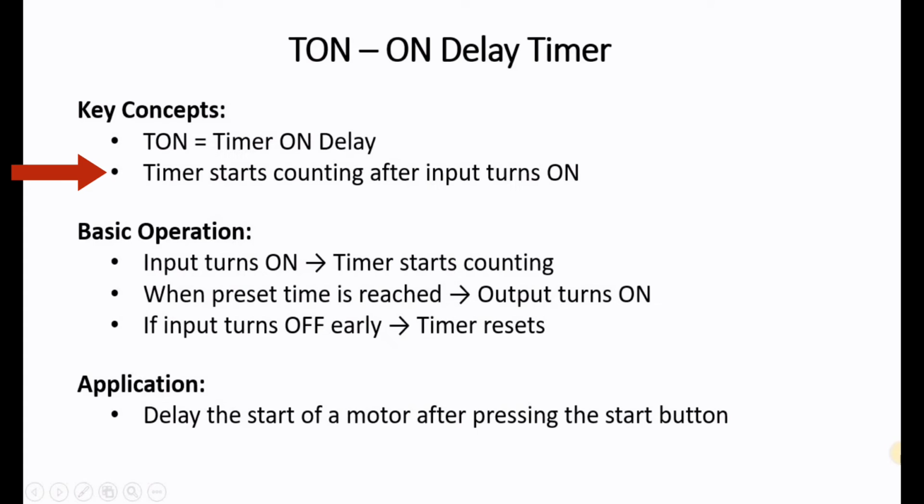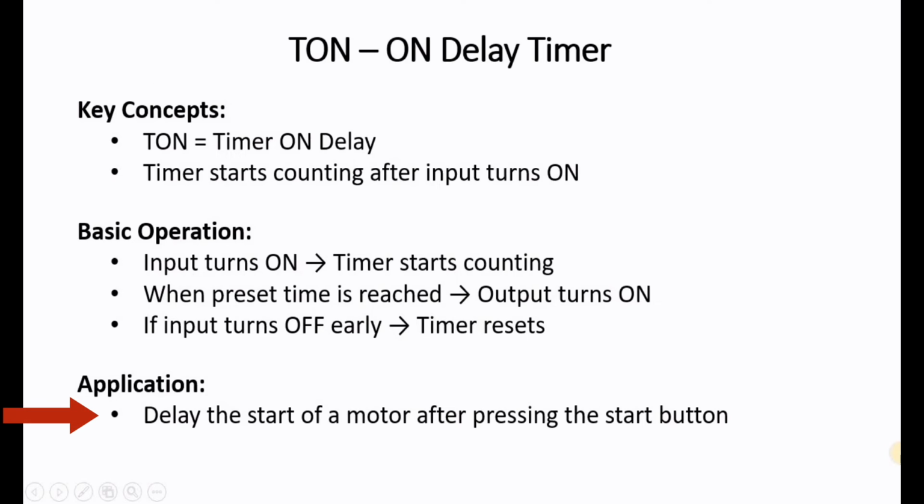It's a timer that starts counting after the input signal turns on. Let's take a look at how it works. Once the input is active, the timer begins counting. It counts up to a specific value, which is called the preset time. When the timer reaches that preset time, the output turns on. However, if the input turns off before reaching that time, the timer resets back to zero.